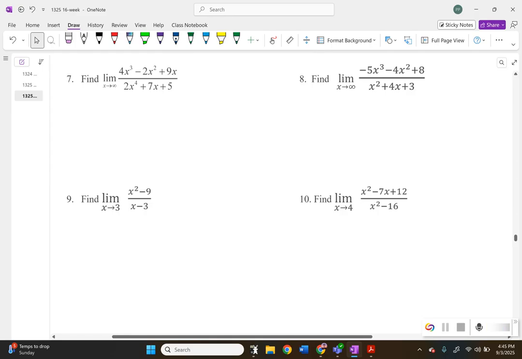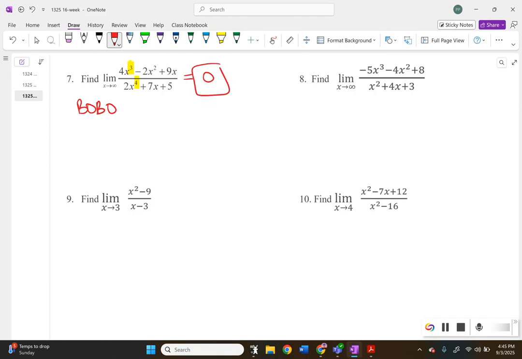Okay, number 7. The limit as x approaches infinity. So this is going to be a Bobo-Botten type problem. So I look for the highest exponent on top, which is 3, and the highest exponent on bottom, which is 4. And it's bigger on bottom, so that's Bobo. Bigger on bottom, 0. So that limit is 0.